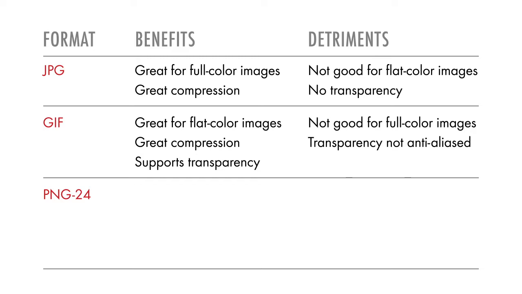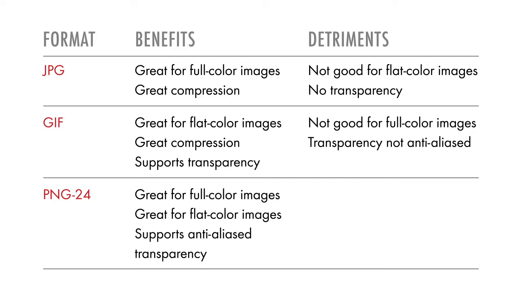Okay, moving on to PNG. Now we'll talk more a little bit later on about what PNG 24 means. It relates to color bit depth. But for right now, just call it PNG. And you'll notice in this list here that it's great for full color images, great for flat color images, and it supports anti-alias transparency. So on the surface here, you kind of go, well, why wouldn't I just use PNG for everything if it does all those things so well?